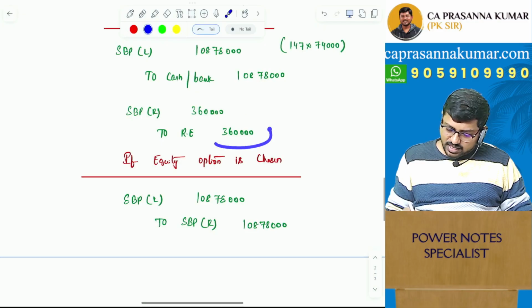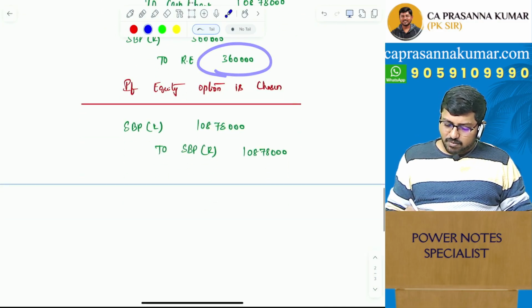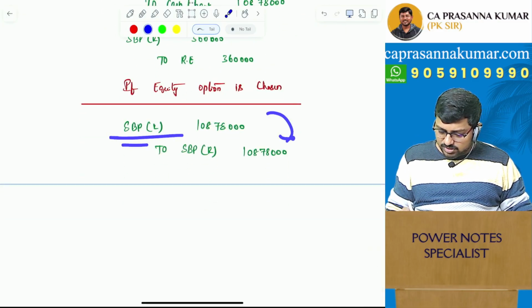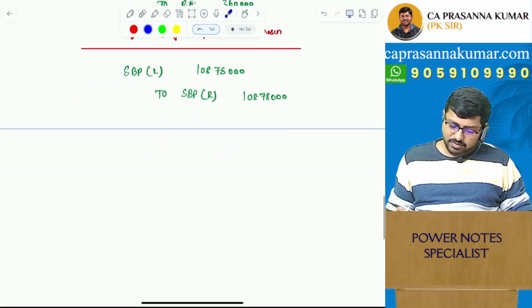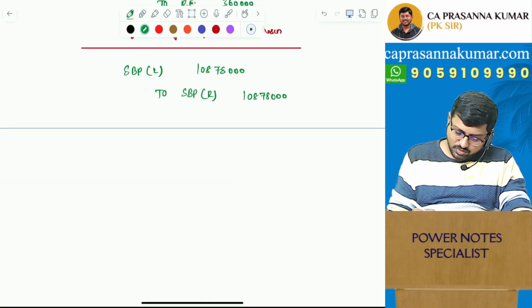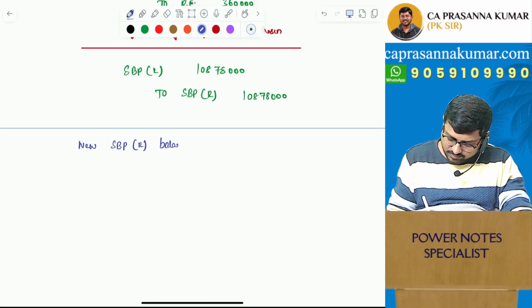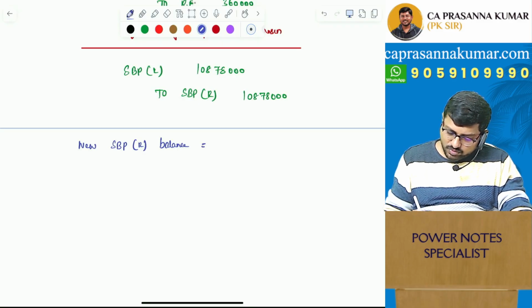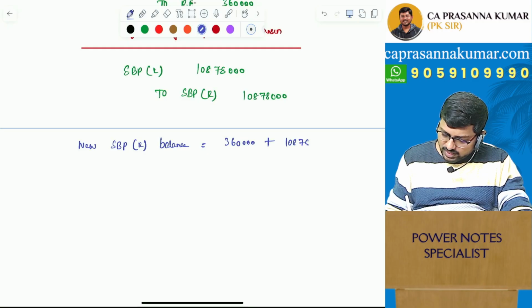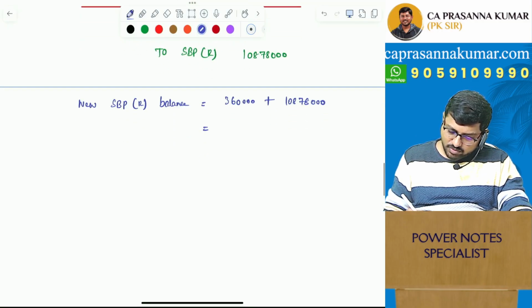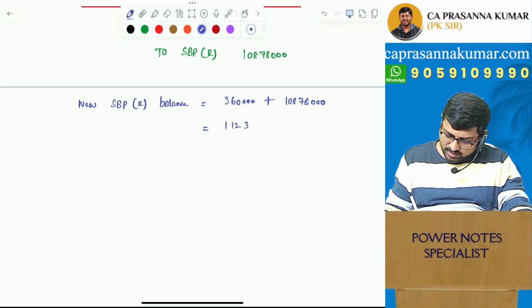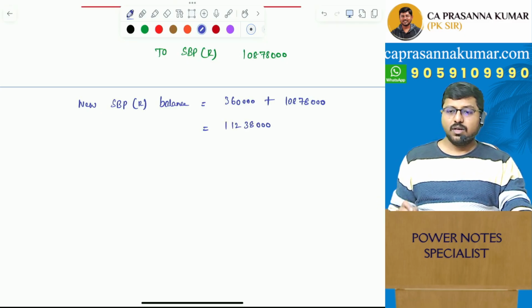Now what will be your SBP reserve? Already there is 3,60,000 in SBP reserve, correct? Plus from SBP liability, this much is transferred to SBP reserve, which means your new SBP reserve balance is equal to 3,60,000 plus 1 crore 8,78,000 which we have transferred just now, which means it will be 1 crore 12,38,000 will be the balance.